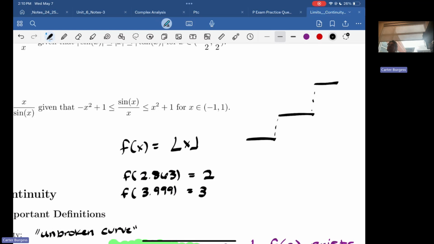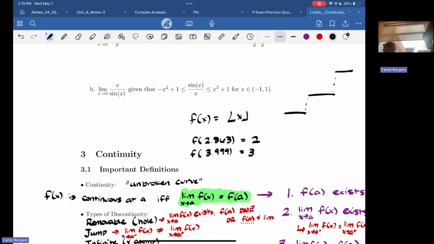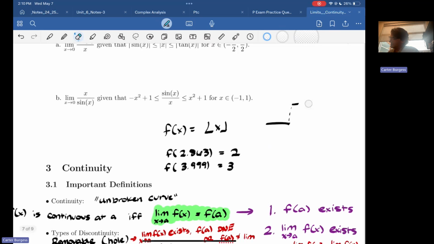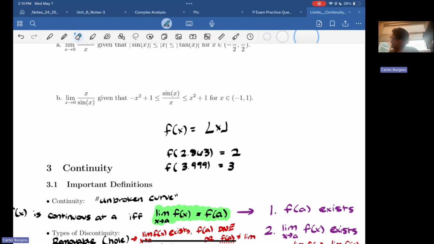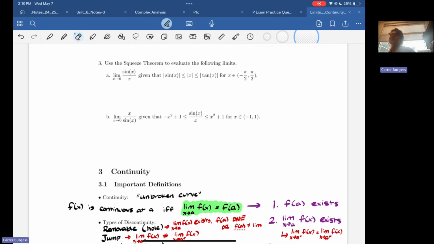But most of the time, the jump discontinuities are only going to come from piecewise functions. This might be the only example that I could come up with where it's not. Good question. I think there is an example on the classwork that's doing that shape, and it's either a floor or a ceiling function.